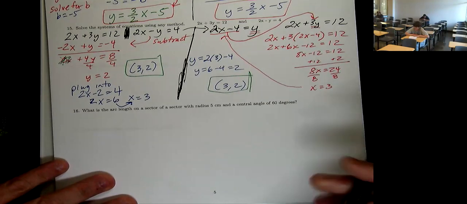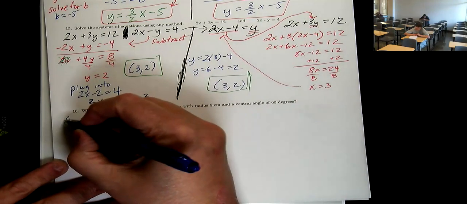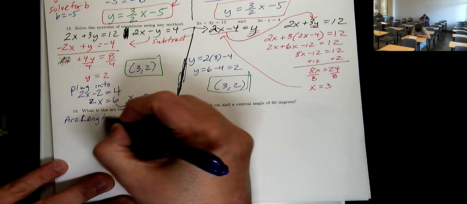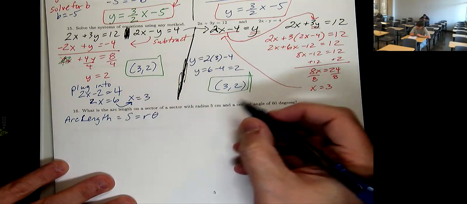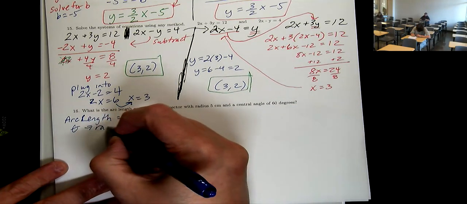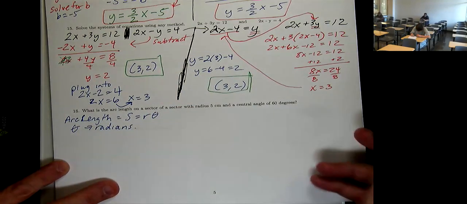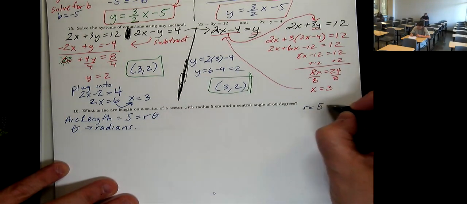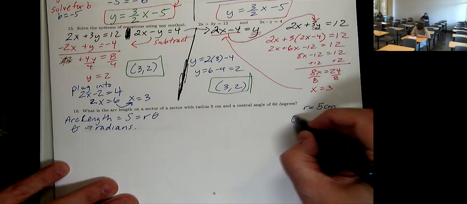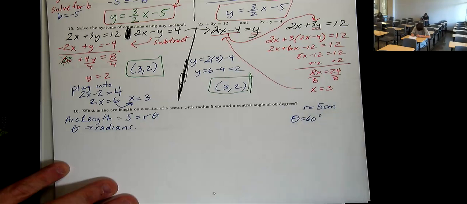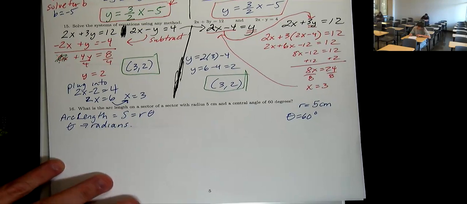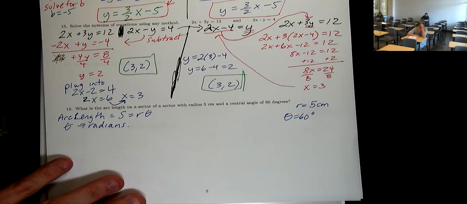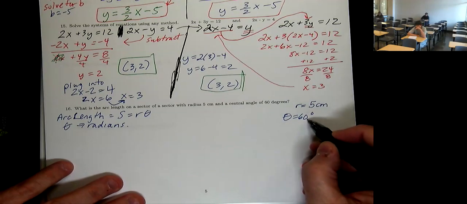Okay, so it says, what is the arc length of a sector? Arc length has the equation S equals R theta. Theta has to be in radians. They give us R equals 5 centimeters, and they give us theta equals 60 degrees. Well, this is in degrees, I need it in radians.